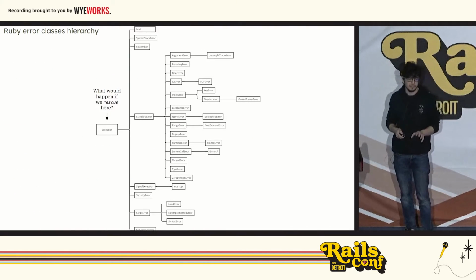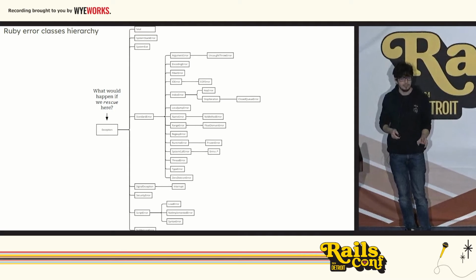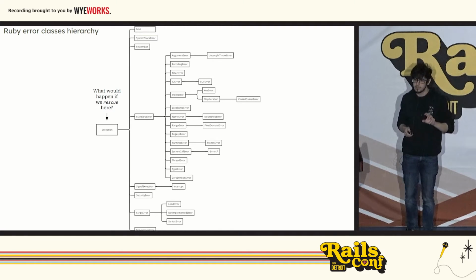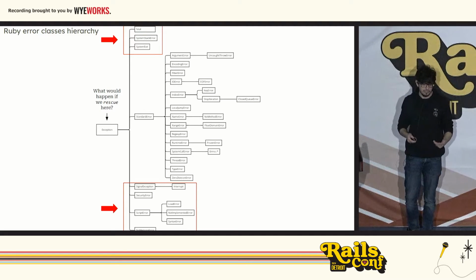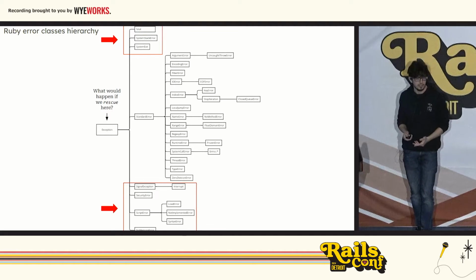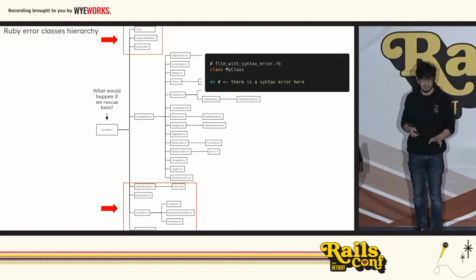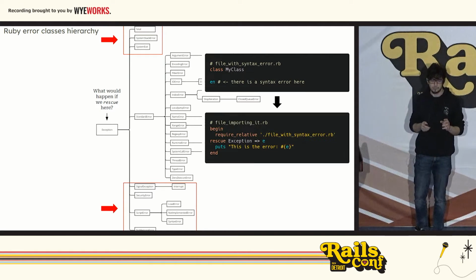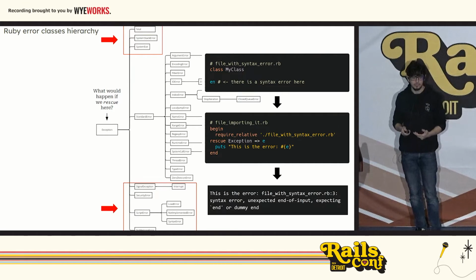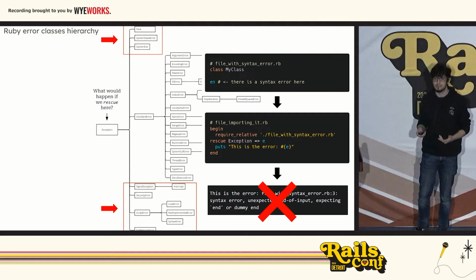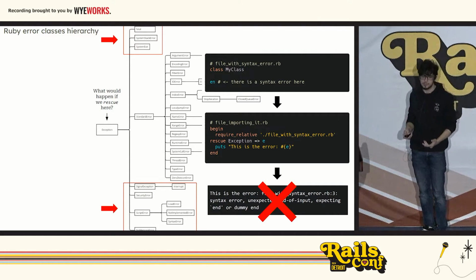So if you go back to that hierarchy and ask ourselves, what would happen if I rescue from the base class, the Exception class? It would actually rescue a lot of other exceptions that we don't want to, even including stuff like SyntaxError. So for example, if you have a file that has some syntax error there, and then you require that file inside a begin/rescue block that rescues from Exception, you will also be handling and rescuing that syntax error. Most of the time, this is not what you want. So this is why we should avoid rescuing from Exception just to be safe.